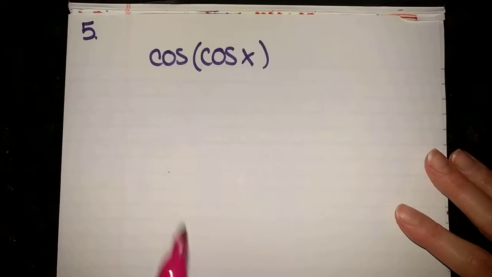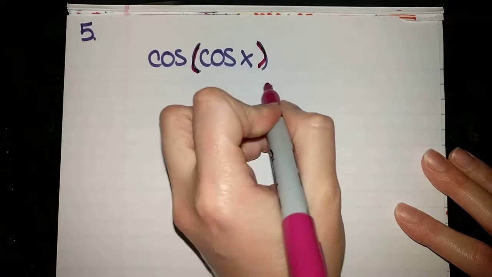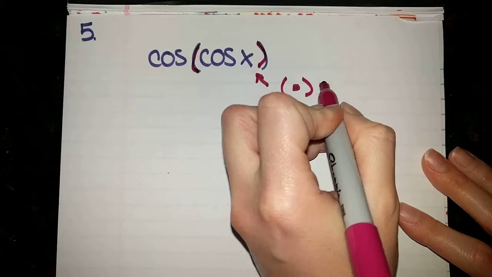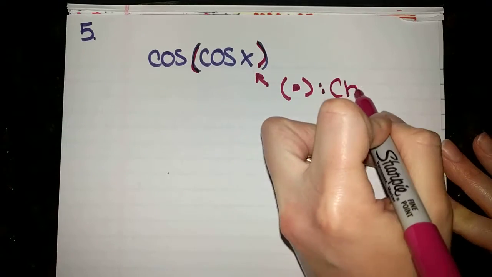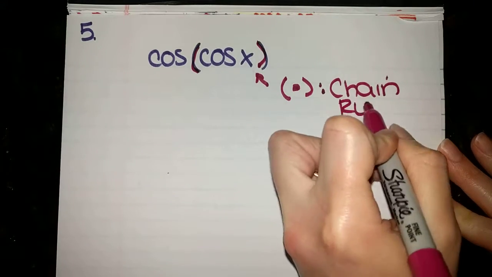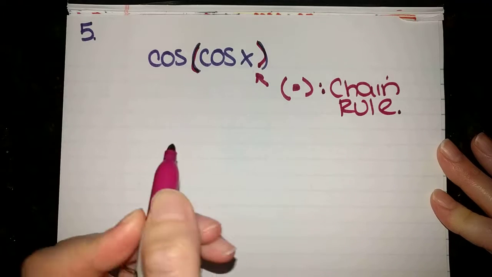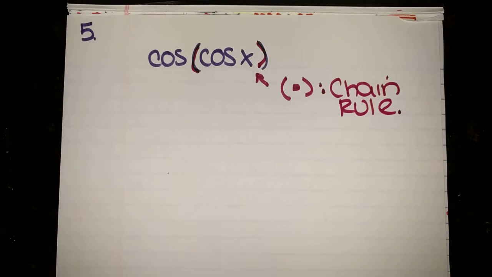So this question, the first thing that you notice is that you have parentheses. And when you see those parentheses, you want to be on the lookout for those because that means that you are going to be using the chain rule. So the chain rule, remember, is your derivative of the outer times the derivative of the inner.